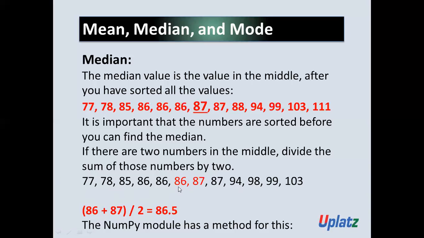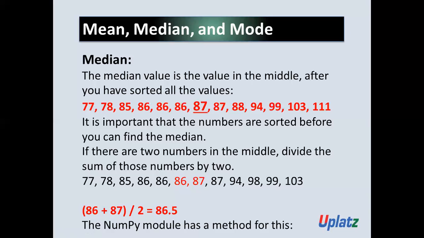Okay. What you need to do to find the median of this one? Do the addition of these two values and divide it by 2. So if there are two numbers in the middle, divide the sum of those numbers by 2. So 86 plus 87 divided by 2, you will get the output 86.5. Okay. So this is mathematically how you can find the median.